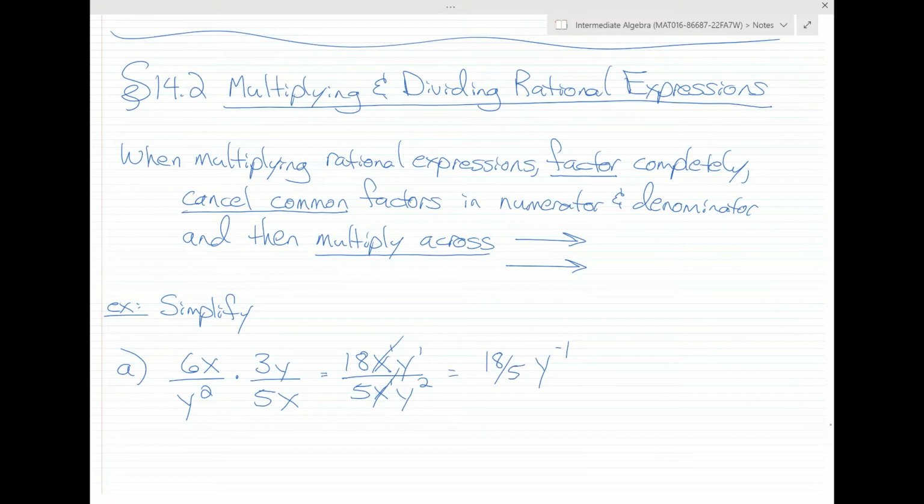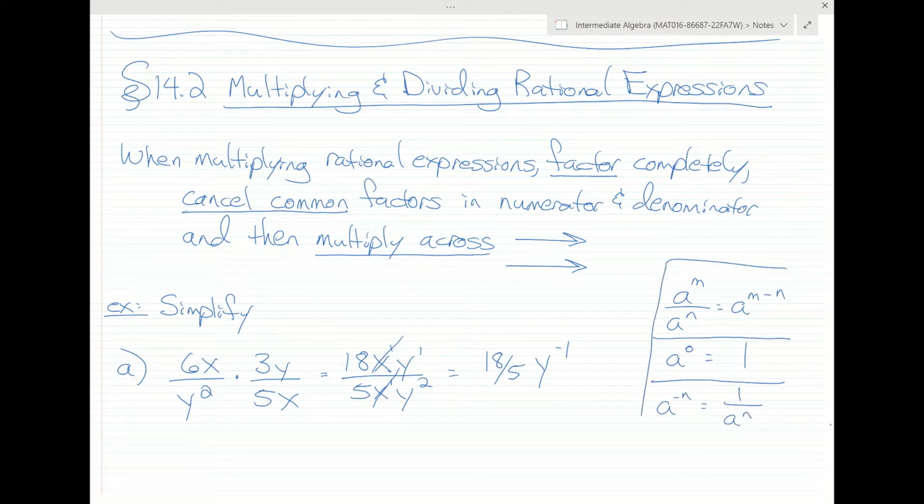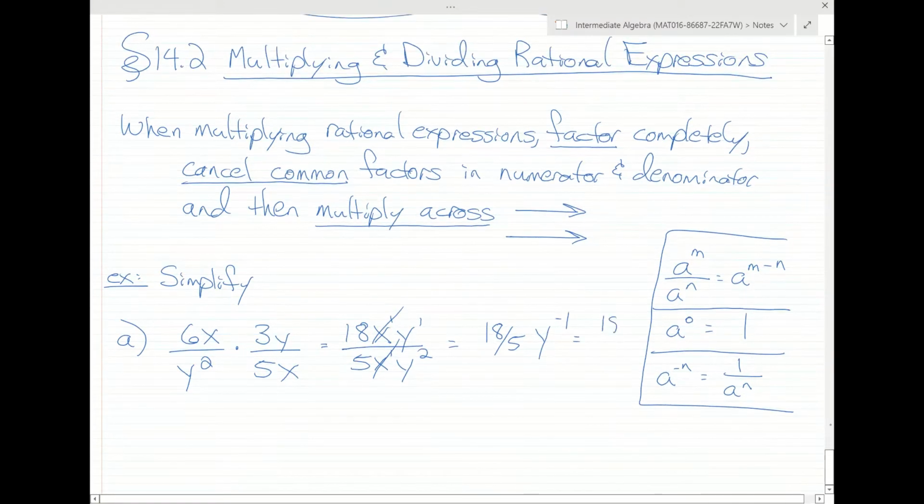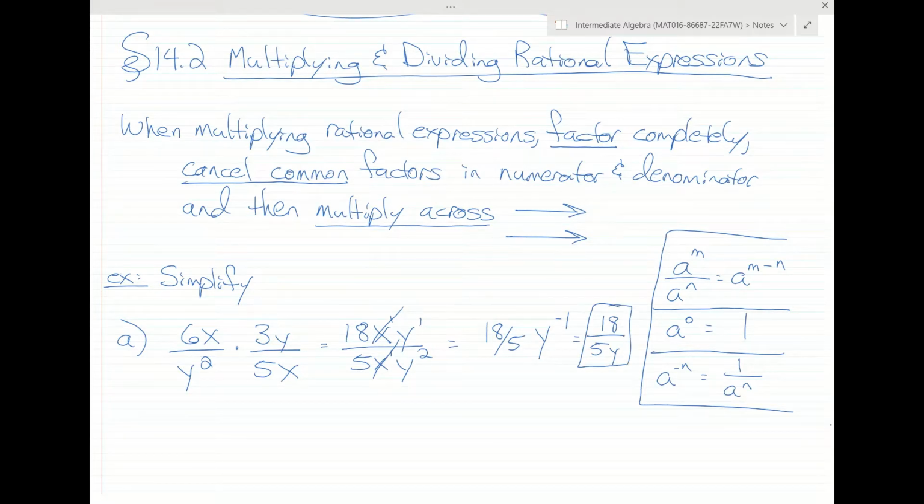Remember, we're going back to a couple formulas. If we're dividing the same powers, you subtract them. Anything to the 0 power is 1. And when you have a negative exponent, this means the reciprocal property. So the answer for this is just going to be 18 over 5y. 18 is on top, 5 is on the bottom. And if it's y to the negative first power, that means y is also on the bottom.